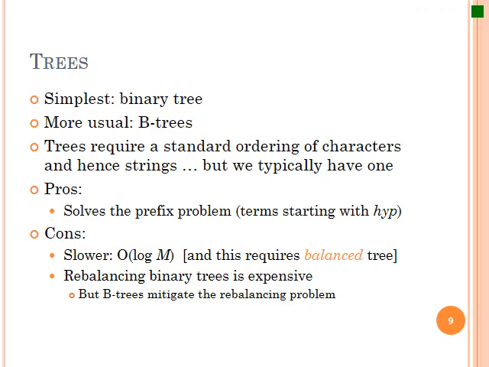Obviously the pro of the tree versus the hash table is that now it solves the prefix search problem, right? Because with the B-tree or the binary tree, you maintain the locality of the terms. But the con is that it's slower than the hash table because it takes logarithmic time, log m, where m is the total number of items in your dictionary, provided that your tree is balanced. If it's not balanced, then you have to rebalance the tree, which is quite expensive. But of course, the B-tree mitigates that because it can rebalance itself.